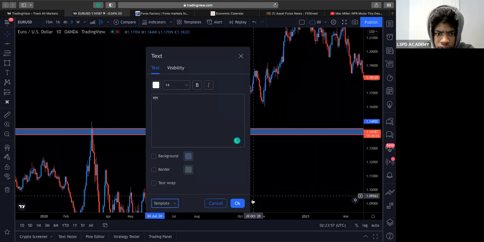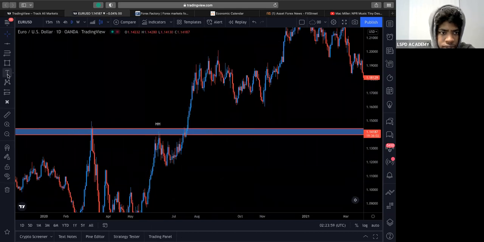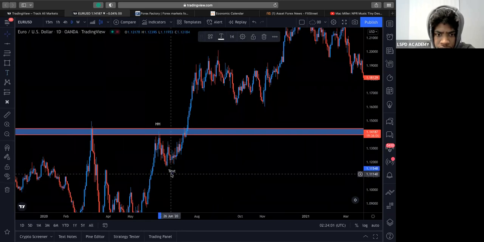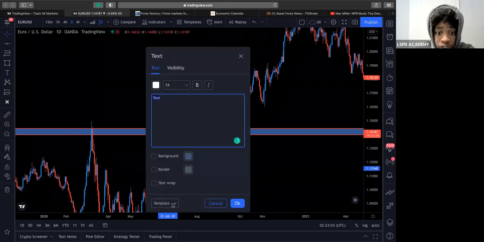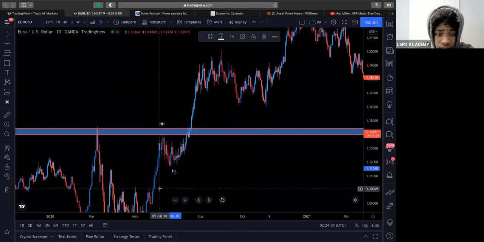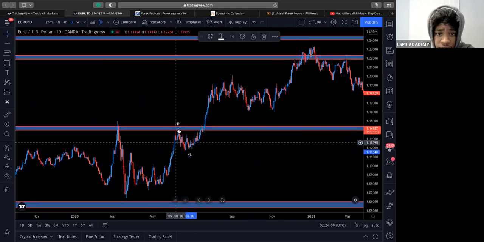So when you're identifying trends, the trends that are made up include your uptrend, which consists of price making a higher high.